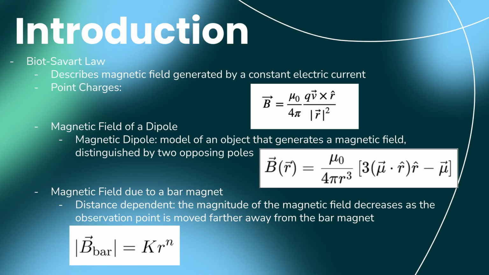So some of the equations that we used in this experiment are the Biot-Savart law, which describes the magnetic field generated by a constant electric current, and then we used the one for point charges. The magnetic field of a dipole, which is the model of an object that generates a magnetic field distinguished by two opposing poles, north and south. And then the magnetic field due to a bar magnet, which is distance dependent, as in the magnitude of the magnetic field decreases as the observation point is moved farther away from the bar magnet.